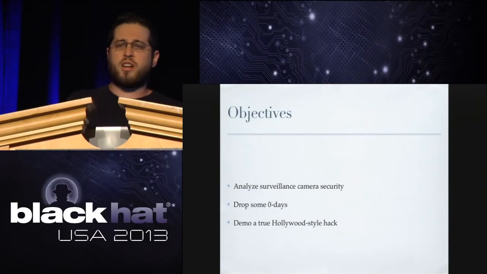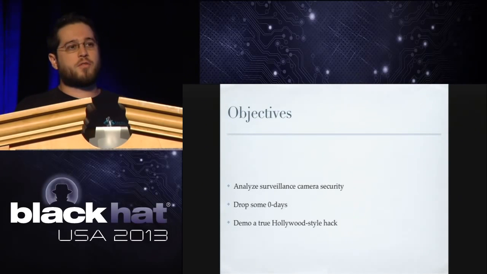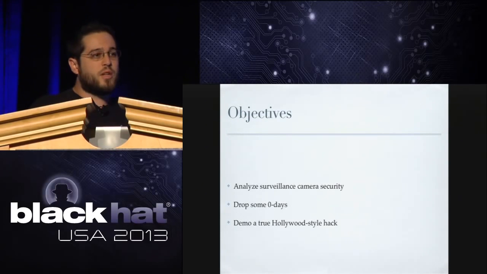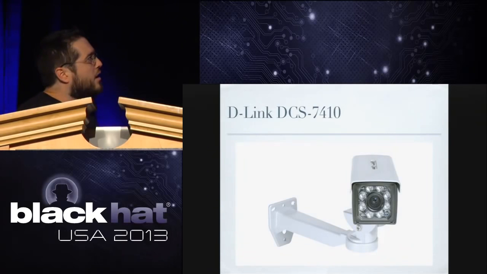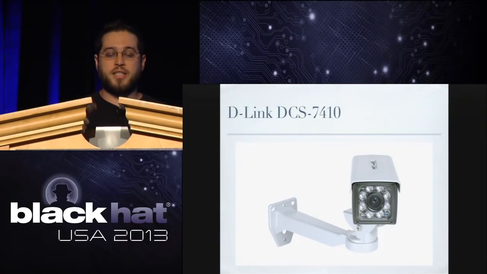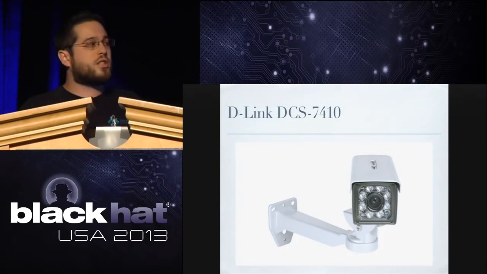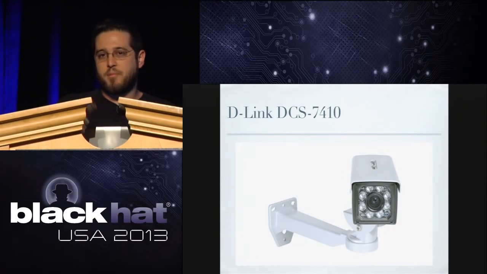So when I started looking at surveillance cameras, I said, well, I've looked at a lot of embedded devices before, but I haven't looked at surveillance cameras. So I kind of wanted to start off with something easy, something that would be almost guaranteed to get me a win. So I picked D-Link, because they never fail to disappoint. Specifically, I looked at the DCS-7410, which at around $900 is one of their more expensive business IP cameras.